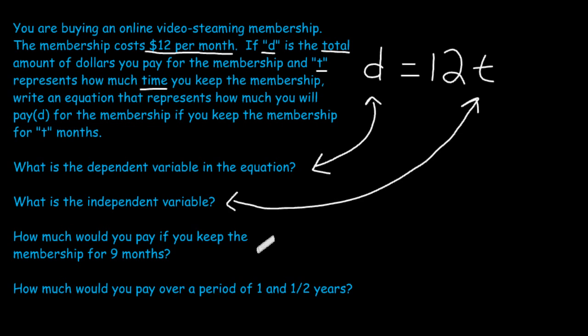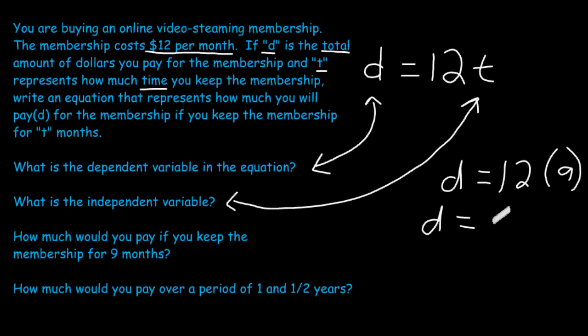Now we have to determine how much we would pay if we keep the membership for 9 months. So we can take our equation and we can substitute the variable t for the number 9. So we can figure out that the number of dollars that we pay will be equal to 12 times 9, which is $108.